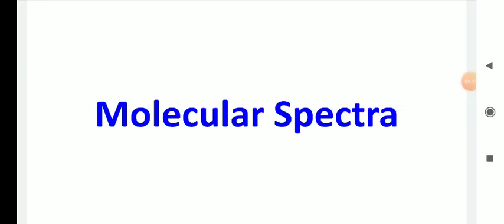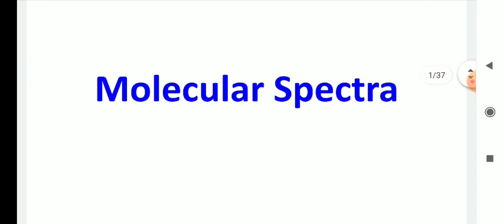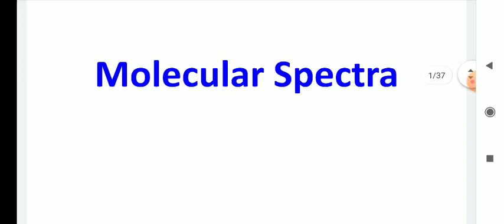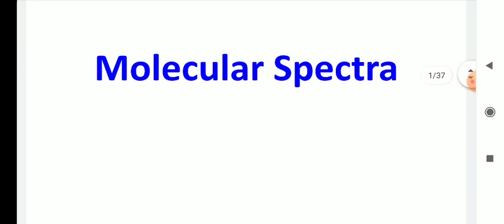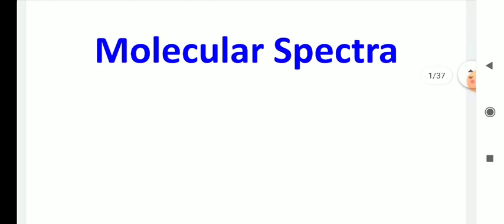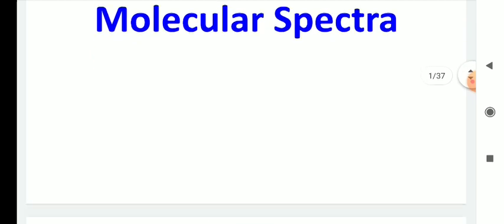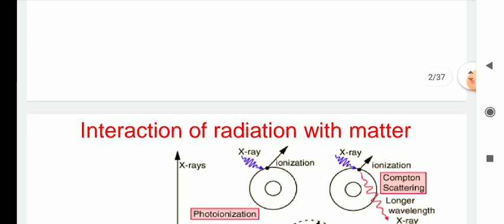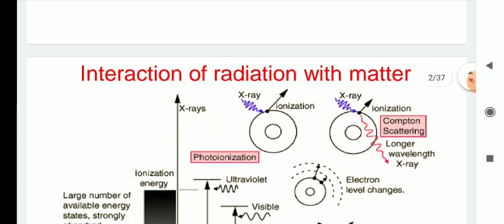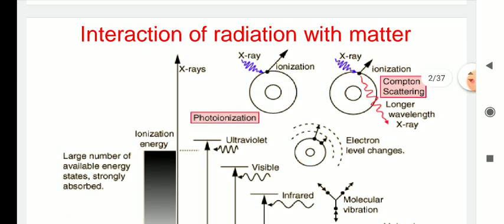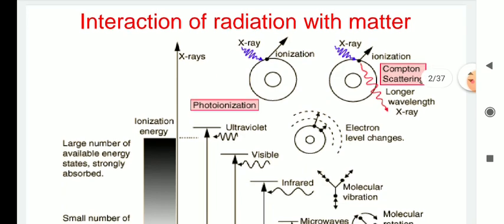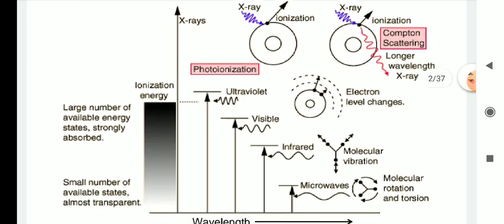Welcome to online classes of physics for B.Sc 6th semester students. We shall discuss today the molecular physics, in which we shall discuss in detail the molecular spectra, molecular motions, and molecular energies. In the figure, it is observed that the interaction of radiation with the matter.